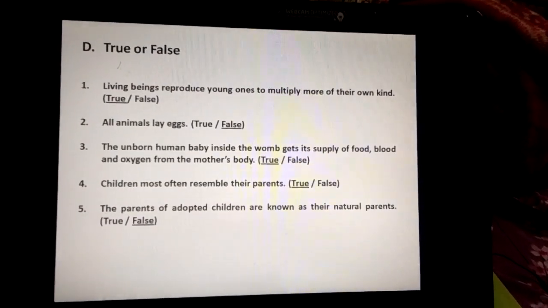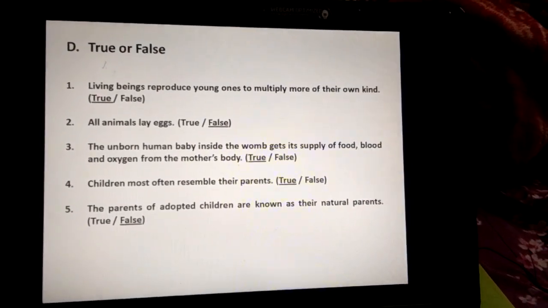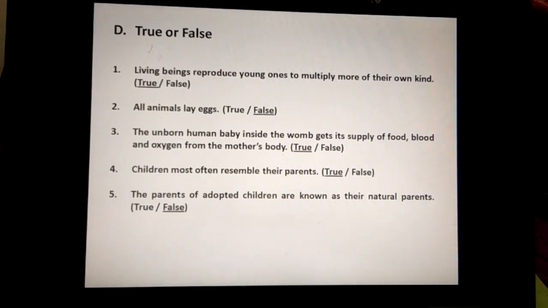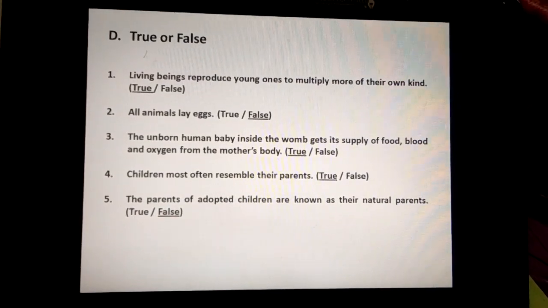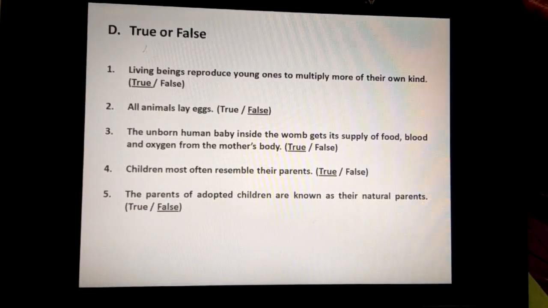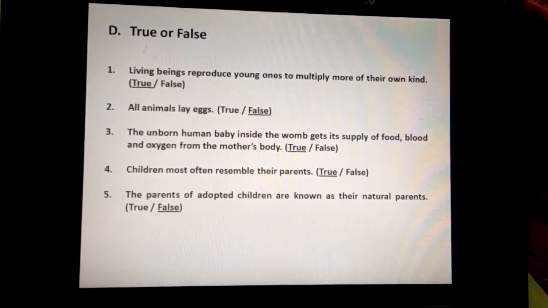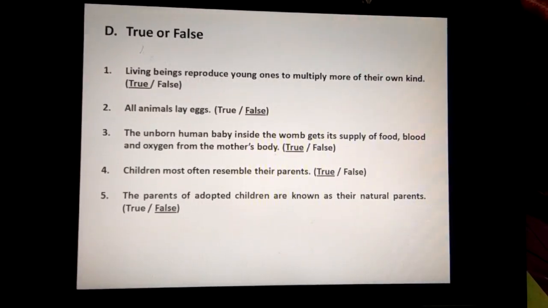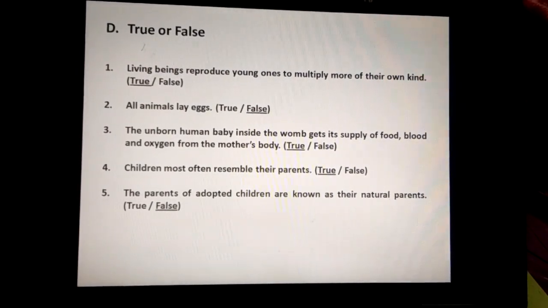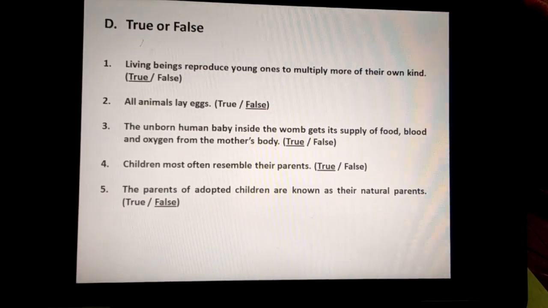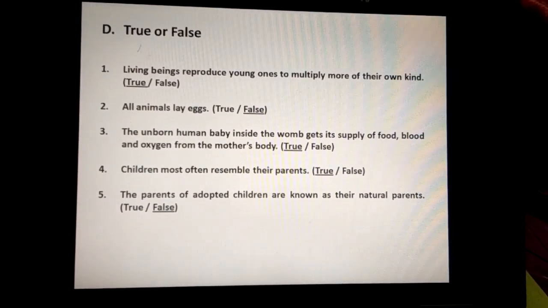Write true or false. First, living beings reproduce young ones to multiply more of their own kind. True or false? It is true. Second, all animals lay eggs. True or false? It is false. Third, the unborn human baby inside the womb gets its supply of food, blood and oxygen from the mother's body. True or false?